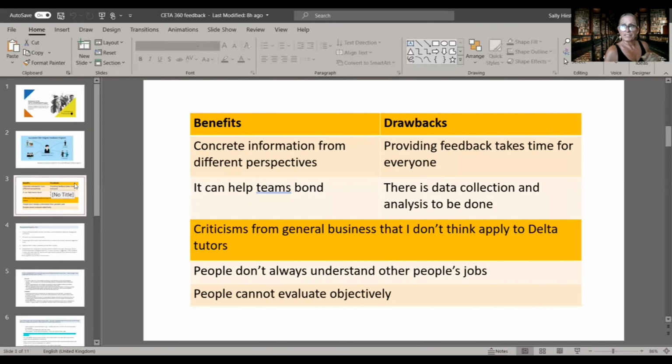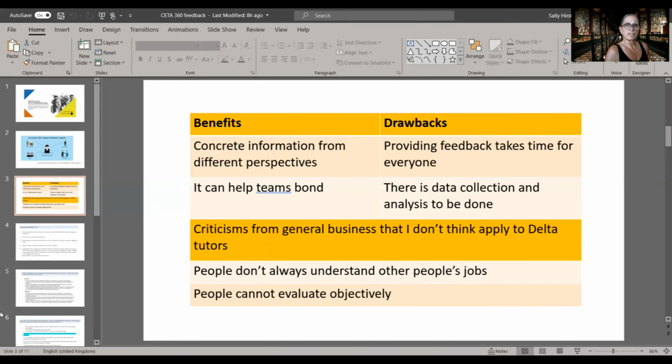The drawbacks that apply both in general and in ELT are that you have to be reasonably confident people are going to come in on this actively. It takes time to provide feedback on everyone. And the other thing is that there's data collection and analysis to be done. Now for us, because at this point it was a team of only about 8, it's not too much data, but within a big company, you have to have an HR department coordinating all the information.